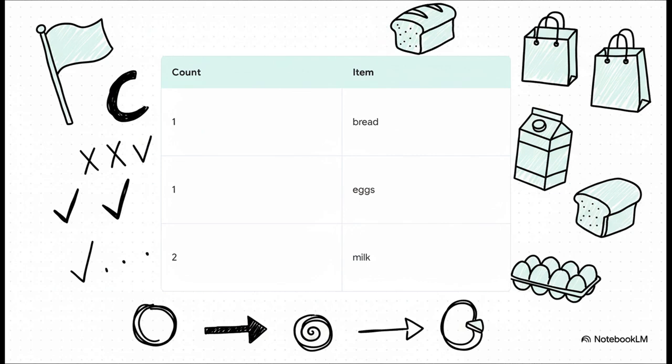So now we run sort shopping.txt | uniq -c. And look at the output. Instead of just giving us a clean list, it now tells us exactly how many of each item we had. 1 bread, 1 eggs, and 2 milk. How awesome is that? With one character, you go from cleaning to counting.